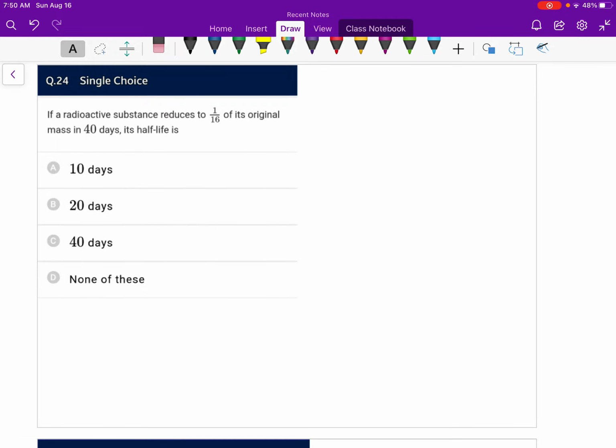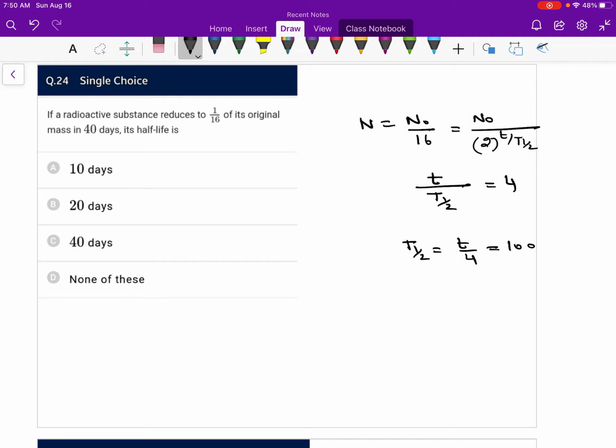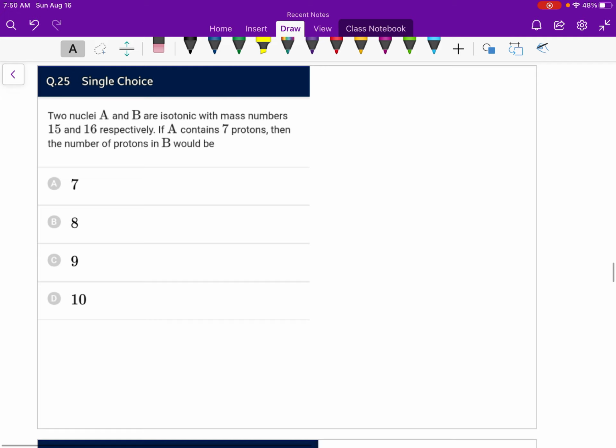If a radioactive substance reduces to 1/16th of its original mass in 40 days, what is its half-life? So N is N naught by 16, that is N naught upon 2 raised to power T by T half. So T by T half is 4. So T is 4 half-lives, which is 40 days. So T half is T by 4, which is 10 days. So A is the correct option.